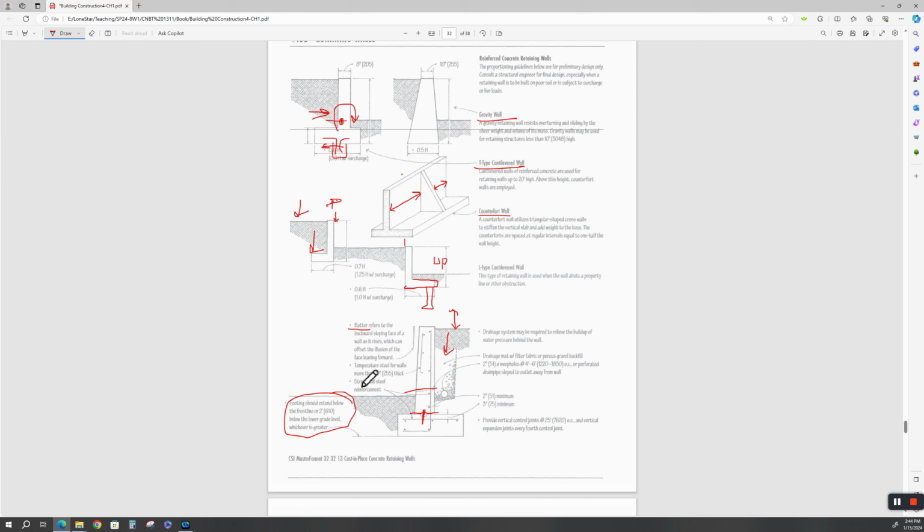Temperature steel for walls. That's just the minimum percentage of steel that keeps the surface cracking down. When an engineer refers to temperature steel, he's talking about the minimum area of reinforcing steel per thickness of concrete.